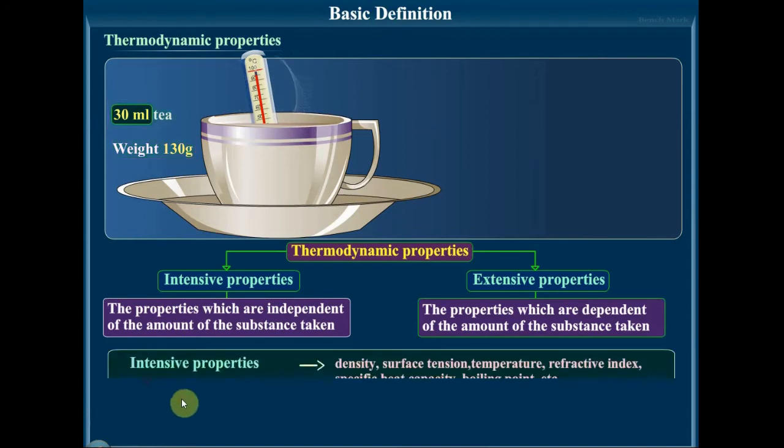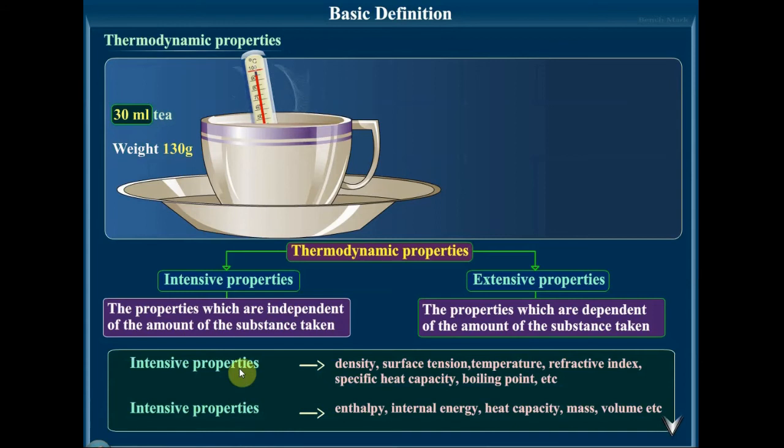Intensive properties, the examples are density, surface tension, temperature, refractive index, specific heat capacity, boiling point, etc. These are intensive properties, which are independent of the quantity or size of matter present in it. Boiling point, as you can see here, is an example of an intensive property, because it is independent of the quantity of matter present in it.